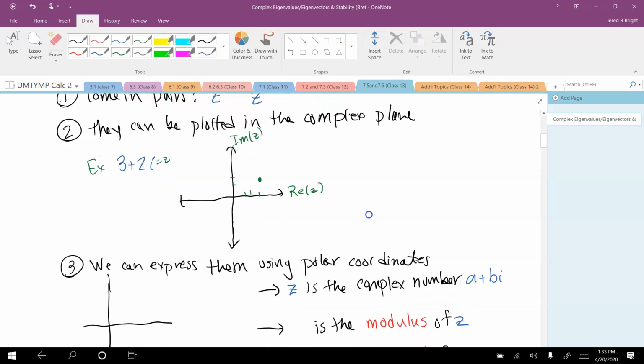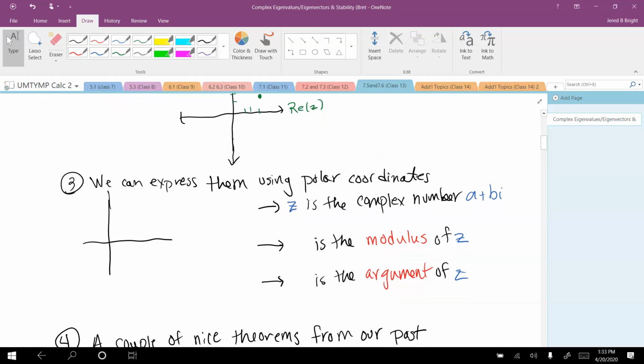We can also express them using polar coordinates. If we have a point z, which is equal to a plus bi, that's a complex number, and we have a line connecting the point to the origin. The length of this line segment, we call r, because that's polar coordinates. We call that the modulus of z, and to compute it formally, we just do the square root of a squared plus b squared.